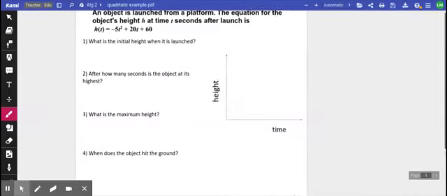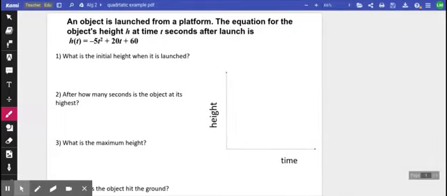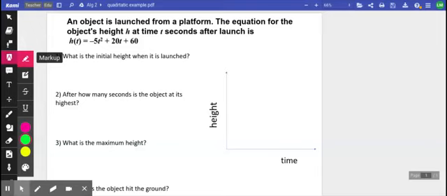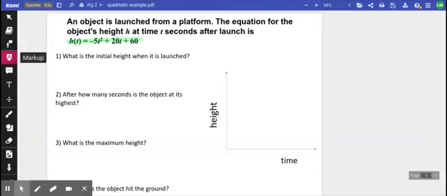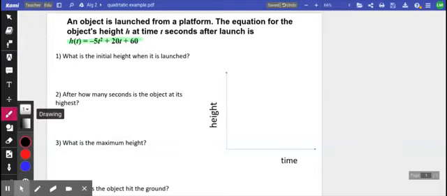Hey Algebra 2 kids, we're going to take a look at one example here, and this will help you as you do a couple by yourselves. So we have an object being launched from a platform, and there's an equation given for that object and the path that it takes.